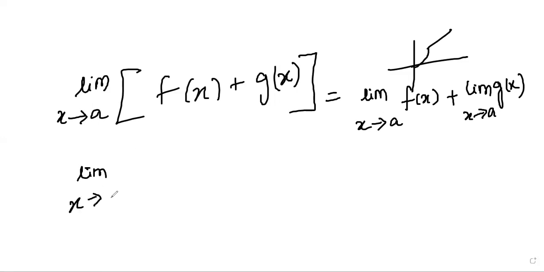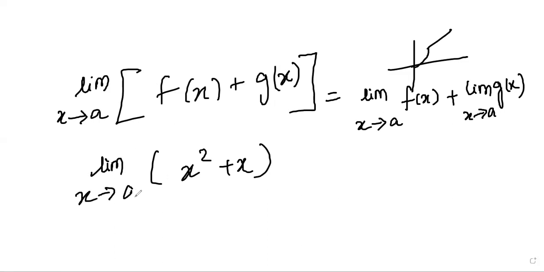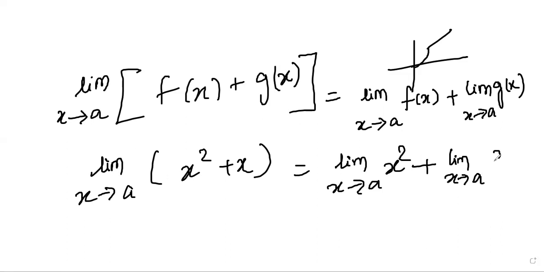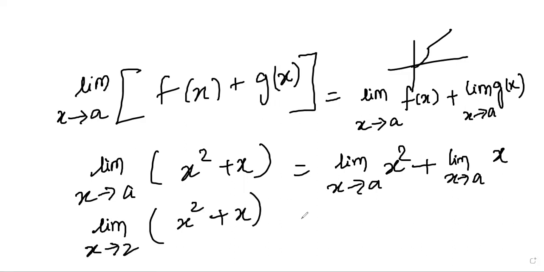Wait, this is really confusing. Wait a minute. For example, assume you have x square plus x for the limit x approaches a. I'm saying it is equivalent to limit x approaches a of x square plus limit x approaches a of x. Do you understand? So we did that function. For example, limit x approaches 2 for x square, we did that. I'm adding, which means I can do the same thing separately for two different functions.